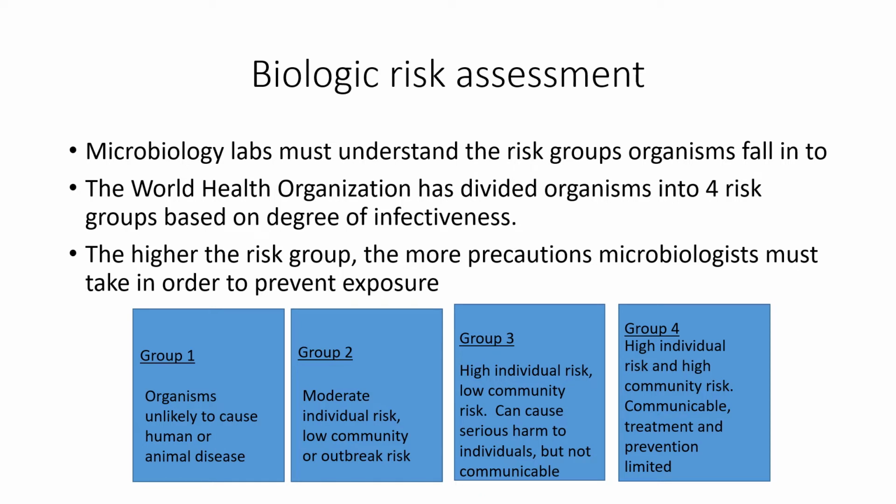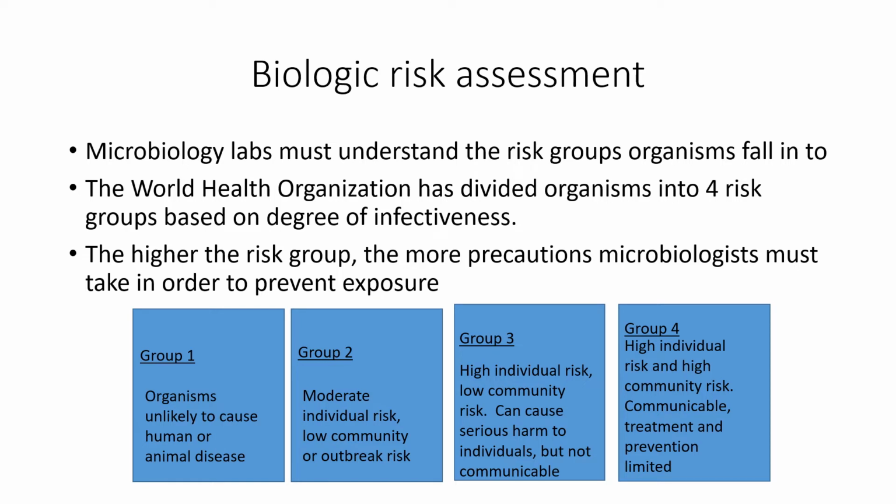Group 3 organisms are organisms that are considered high individual risk but low community risk. They can cause serious harm to individuals but are not necessarily communicable. Some examples of organisms that fall into the Group 3 category would be Salmonella, HIV, and E. coli O157:H7. And then finally we have our Group 4 risk group.